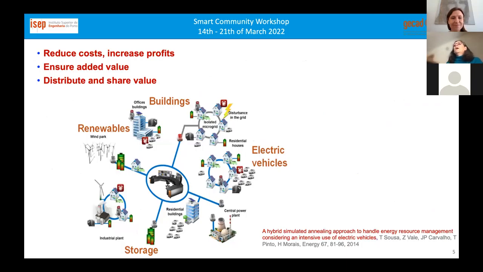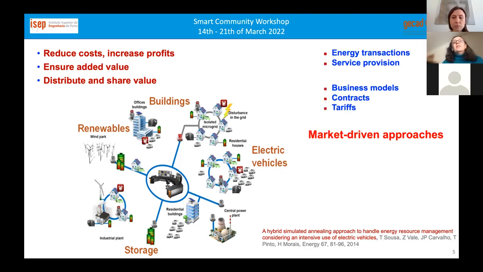Here, yes. So our goals, the usual ones, we want to reduce costs, we want to increase profits, and of course, in the meantime, we want to ensure a good added value to this business. And also we must figure out how to distribute and share this value, because in fact, it's very important to ensure the added value. But if we cannot have a nice way of distributing and sharing this value, the value itself will not appear in all its potential. So this is very, very important.